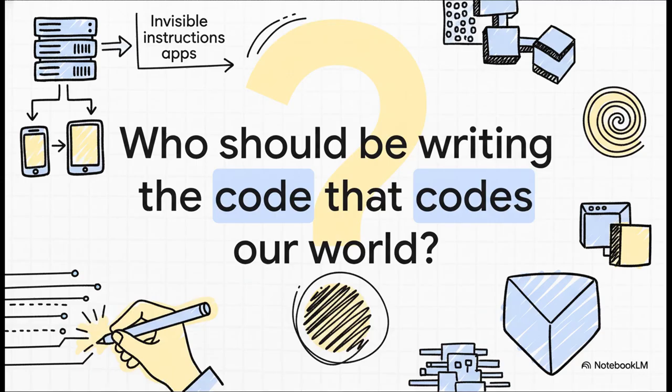When you get right down to it, algorithms are so much more than just some abstract computer science concept. They are the invisible instructions that organize our information, that power our apps, and that are actively, right now, building our digital reality. Which leaves us with a final really important question to think about. Who should be writing the code that codes our world?